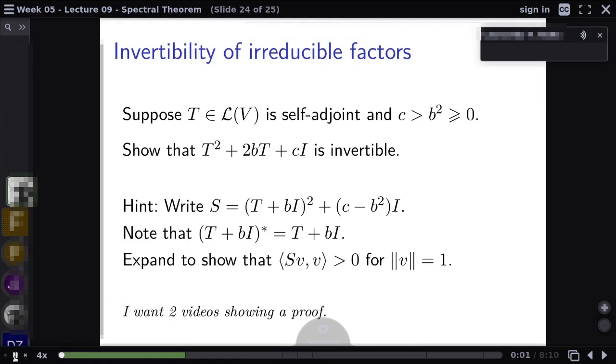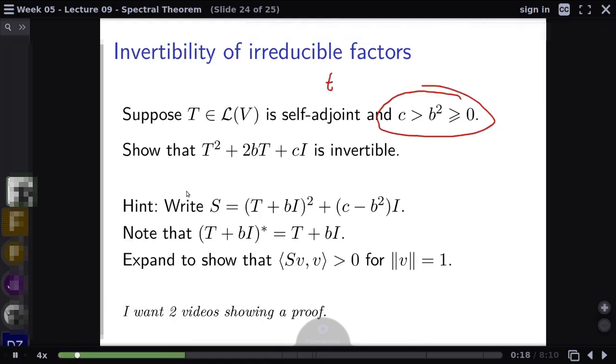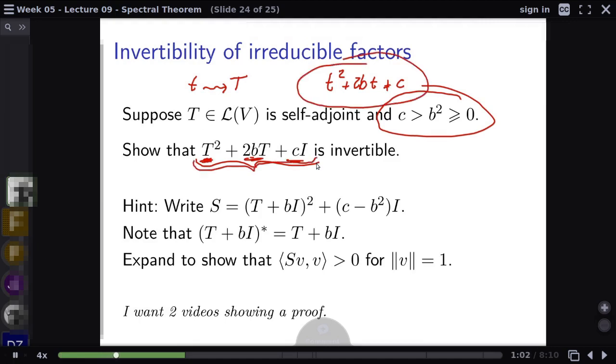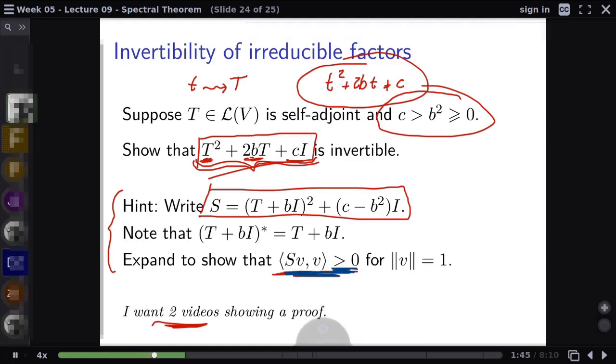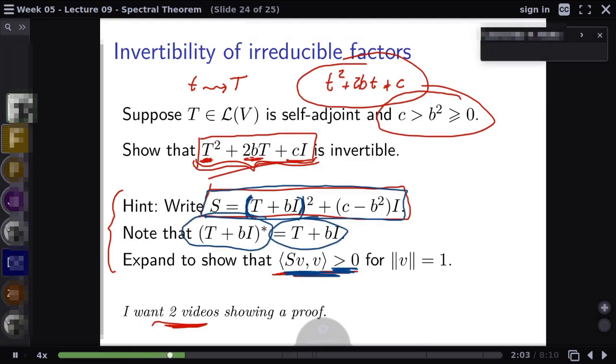So students are proving that irreducible quadratic factors, that's a polynomial like this that can't be further factorized over the reals, if you apply that polynomial to a self-adjoint operator, the result is an invertible operator. And so this is a classical lemma used to prove that self-adjoint operators must have an eigenvalue, and so the students are proving it here.